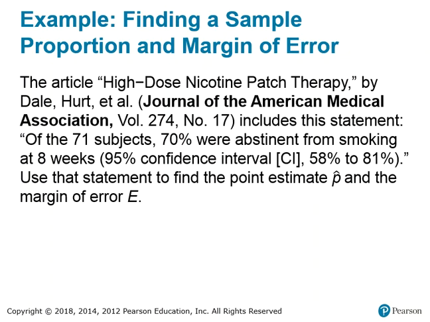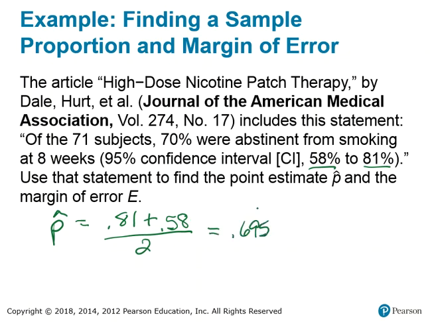So, with my pen, to find p hat, we said take our upper limit. Our upper limit was 81%, so I'm going to do that as a decimal. I'm going to add my lower limit of 58% or 0.58. I'm going to cut that in half, and I'm going to get a p hat of 0.695. So that's my best point estimate. To find my margin of error, I'm going to take my upper limit minus my lower limit and cut it in half. And when I do that, I get 0.115. So that's the margin of error that I'm allowing myself in this situation.